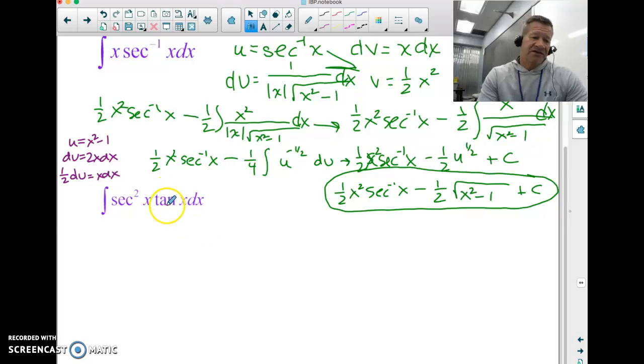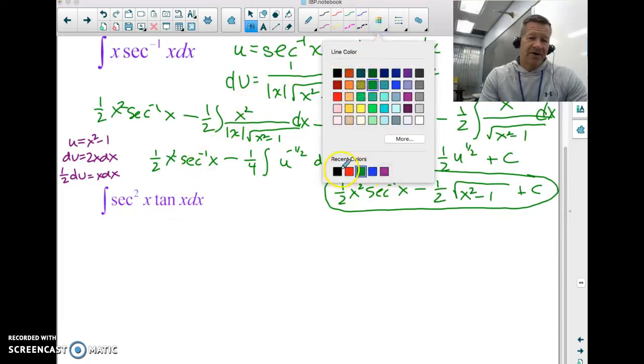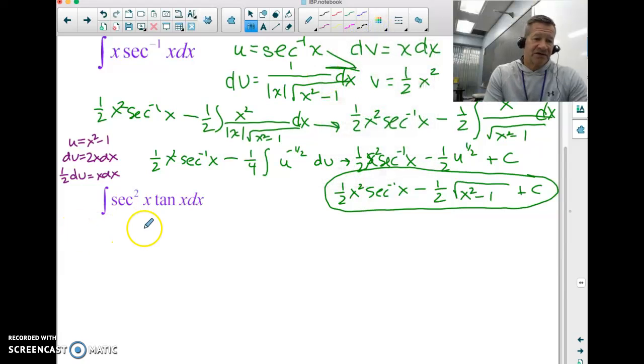And what I notice here is that secant squared is the derivative of tangent. So here, I really don't need an entire integration by parts. All I have to do, really, is use substitution. I basically put this one in here just as an example to show you that you don't have to use integration by parts all the time. Think of other things as well.